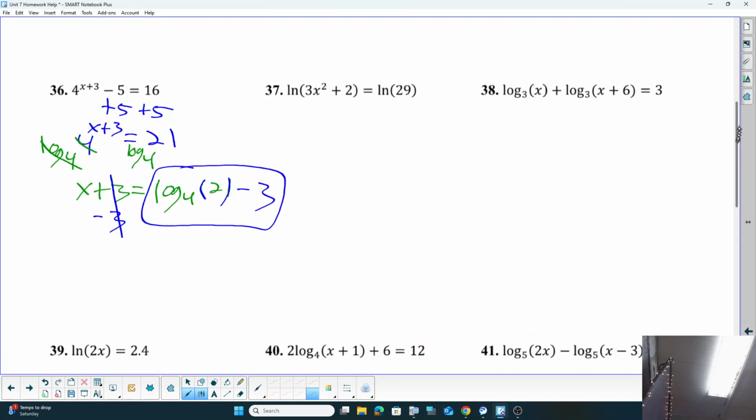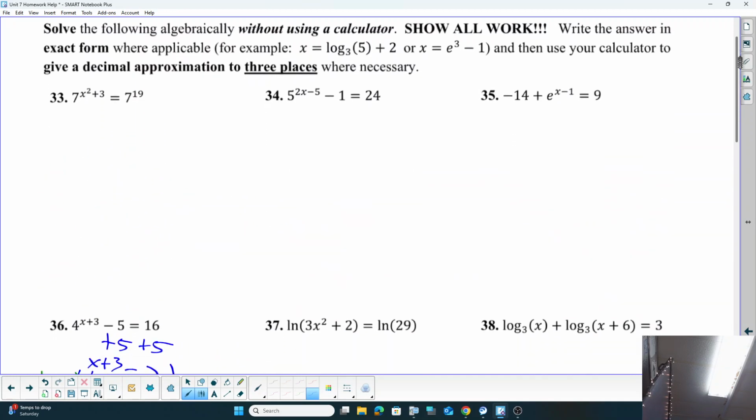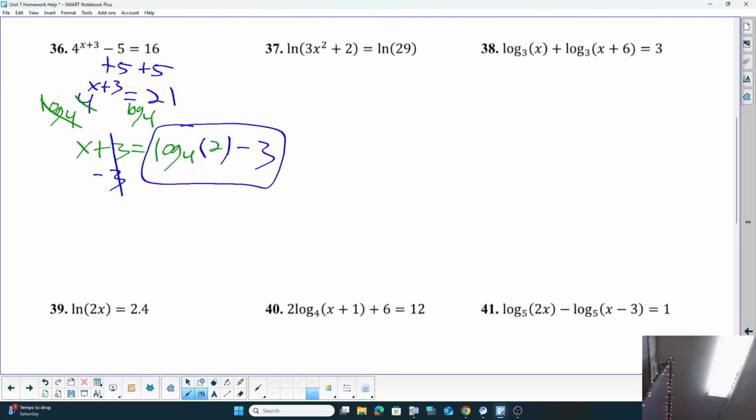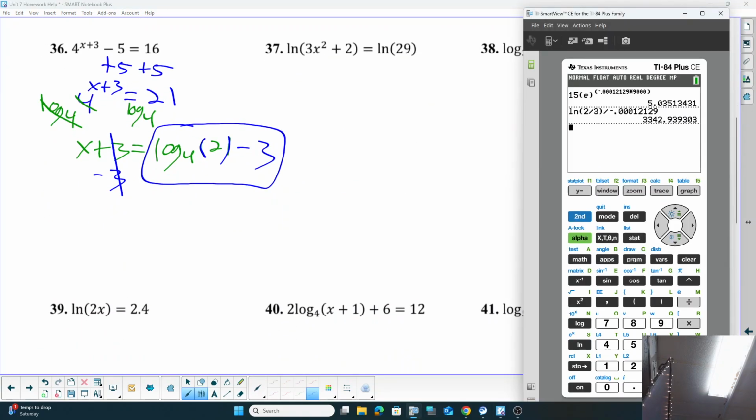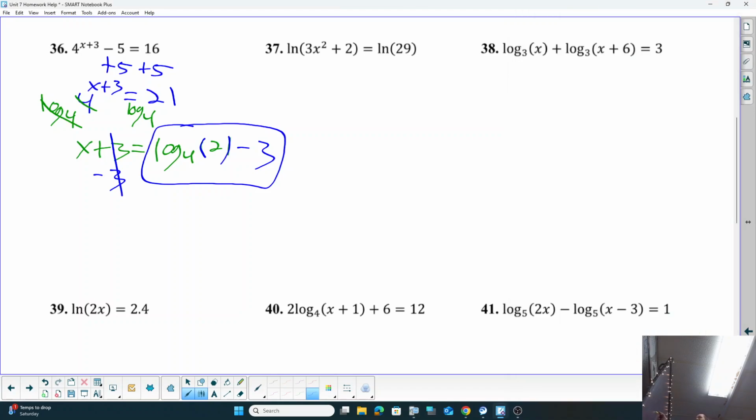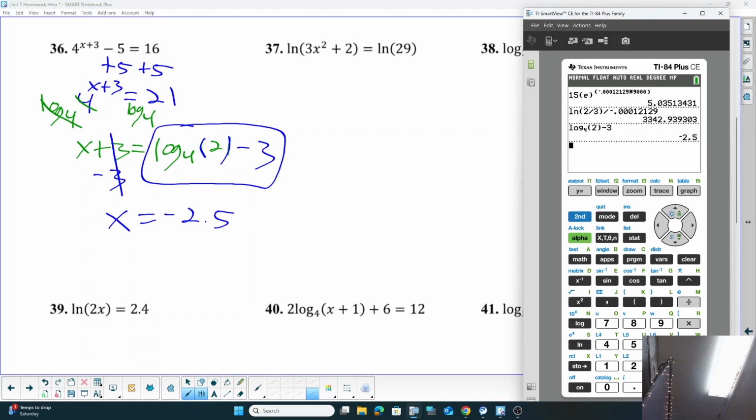If they want you to plug it in for 3 decimal places, then we can. So go and get out your calculator. We're going to hit the math button and go to log base 4. So log base 4 of 21, and then minus 3. So we get x equals negative 2.5 is our answer.